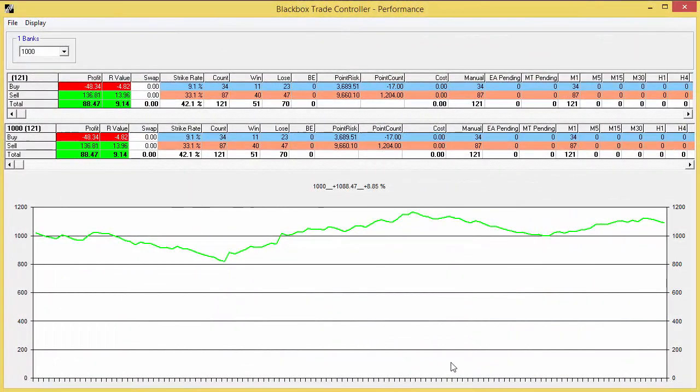The Black Box Trade Controller has been designed with this in mind, as it automates the trade journaling process and provides an interface for the review and analysis of trade results and overall performance.